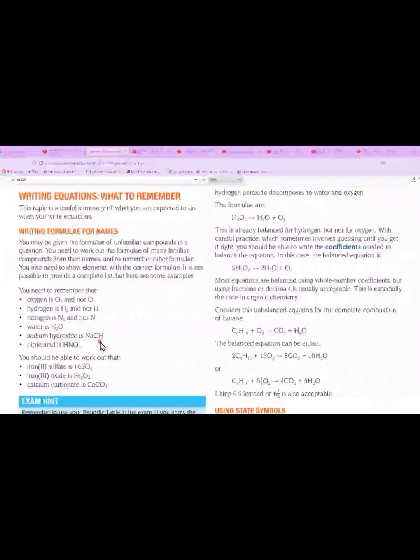Calcium carbonate is here. CaCO3 is available. Ca is calcium, C is carbon, and O is oxygen. This CO3 is called the carbonate ion.